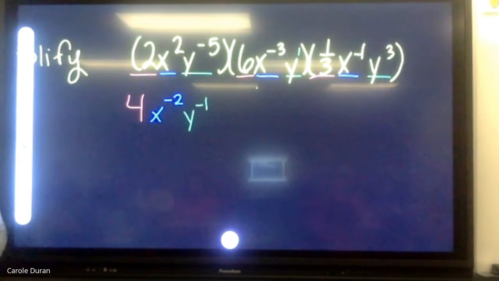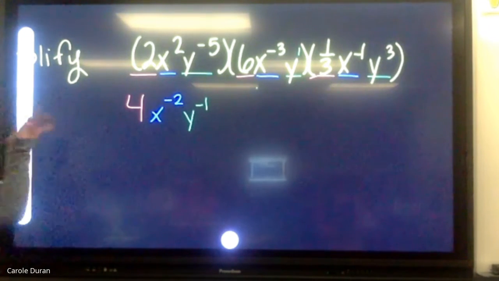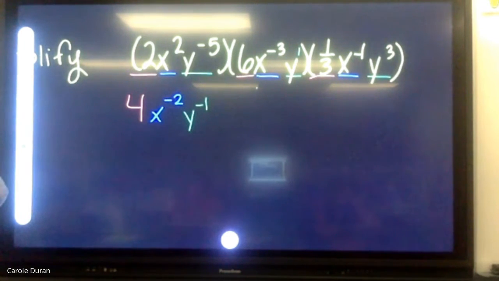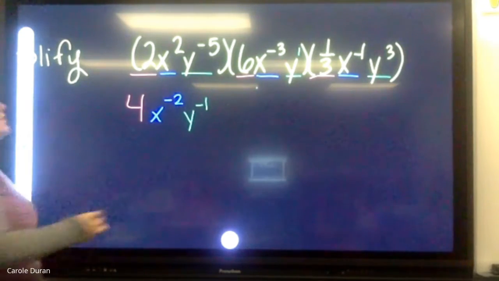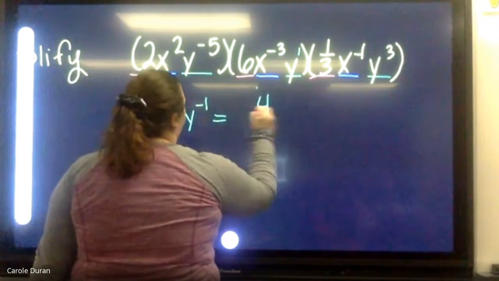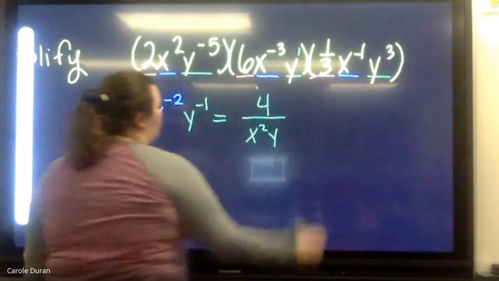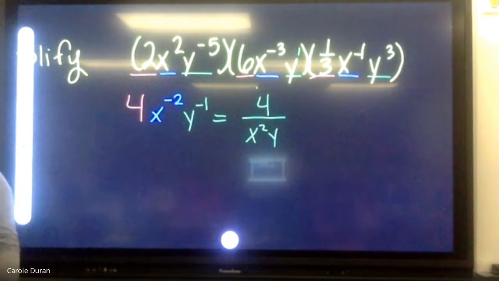Can I leave it like that? Why not? Negative exponents, so I need to move those. We can never leave a negative exponent. We can never have more than one of the same base. So where are those negative exponents going to move? Denominator. Is the 4 going to move with them? No, they are separate terms. So then this is the same as 4 over x squared y. And then that's your final answer. Any questions on that one?